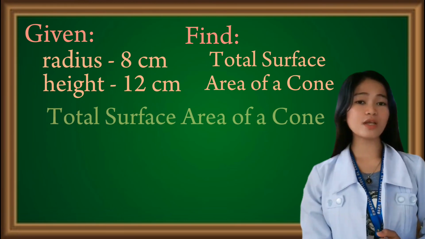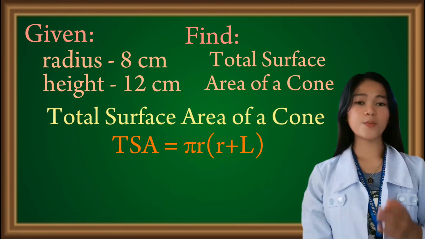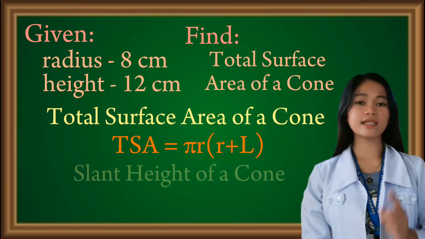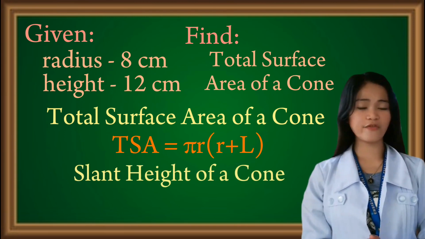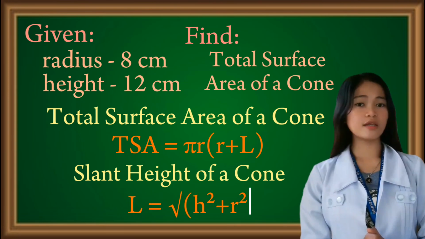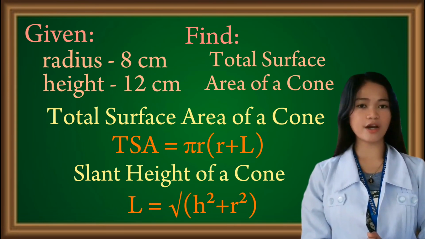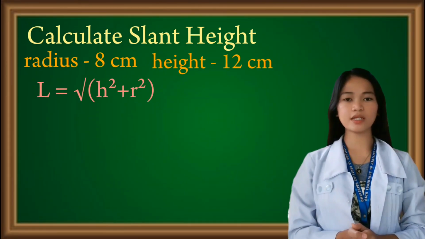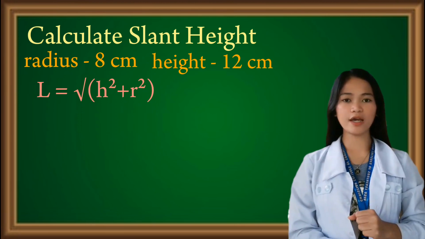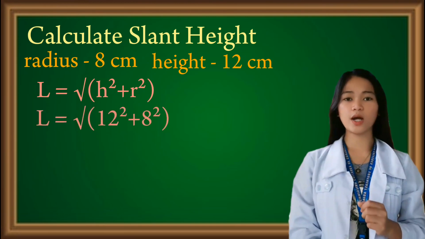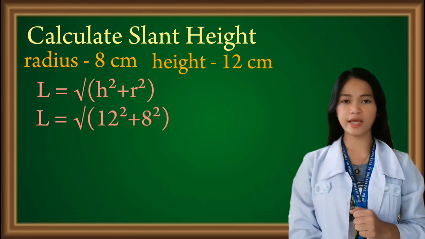We know that the total surface area is given as pi r open parenthesis r plus L close parenthesis. So we need to calculate the slant height because it's not given in the problem. So we will use the formula L equals the square root of h squared plus r squared. The h or the height is 12 and the r or the radius is 8. So L equals the square root of 12 squared plus 8 squared.